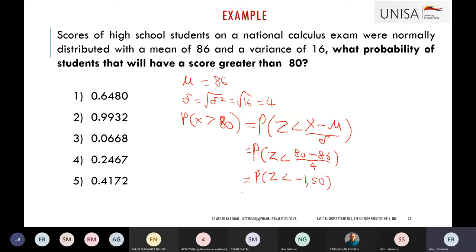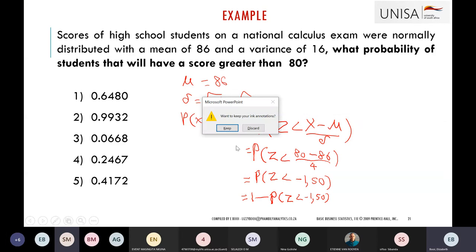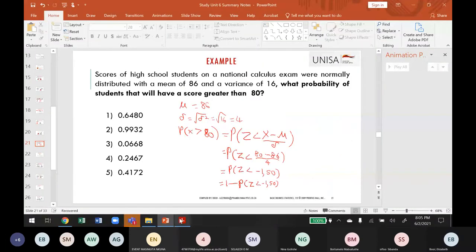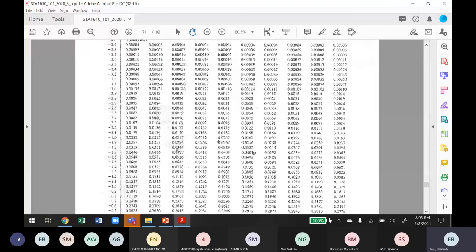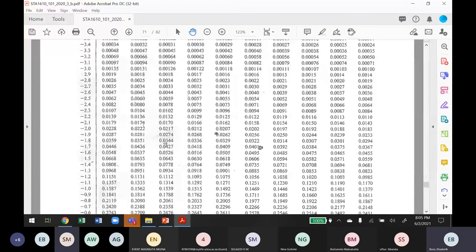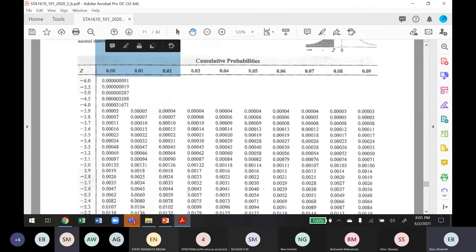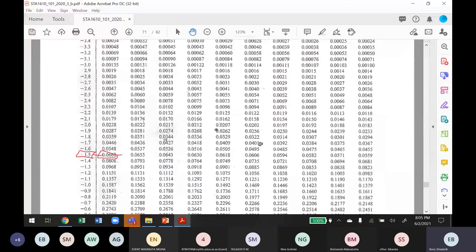Minus 1.50. So we need to go to the table and find 1 minus the probability of Z less than minus 1.50. So let's go to the table. We look for minus 1.50, which is this, because I know that this is 0 at the top, which will be the first column, which is 0.0668.